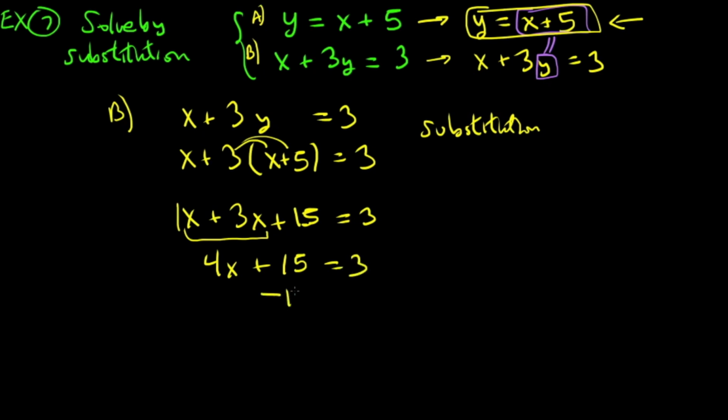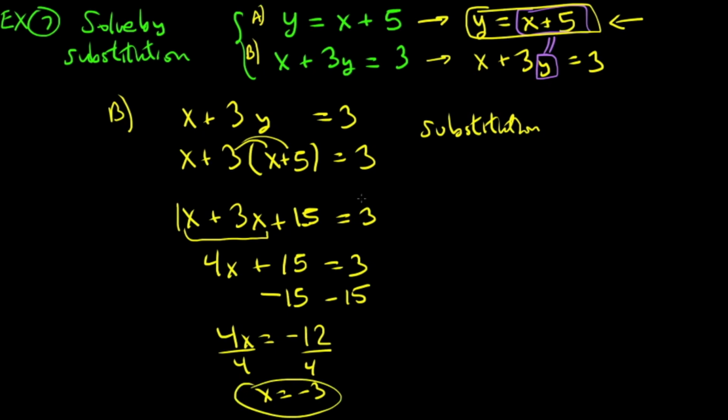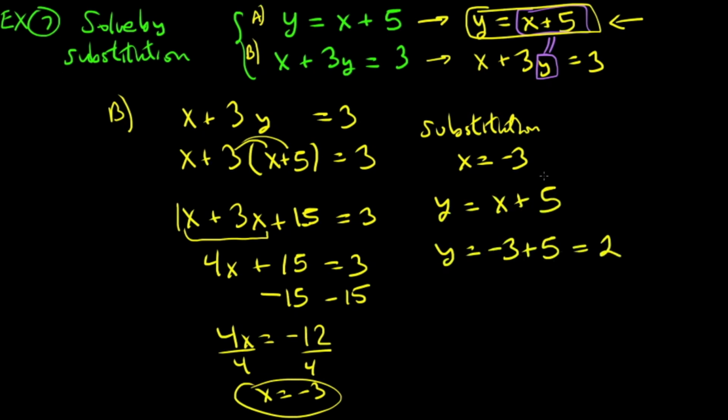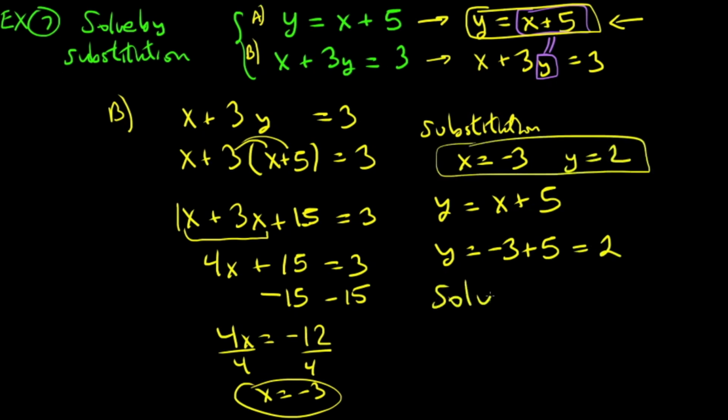So solve for x, right? Subtract 15 from both sides, and you get 4x equals 3 minus 15 is negative 12. Divide by 4, so we get x equals negative 3. Right? So we're not done yet because we still have to find y, but remember y is just x plus 5. And so if x is negative 3, y is negative 3 plus 5, which is 2. So there we go. X is negative 3, y is 2. Now let's just write down our solution. Negative 3, 2.